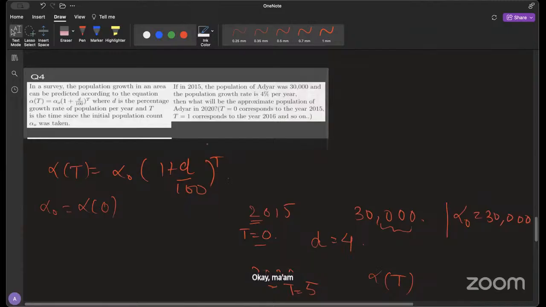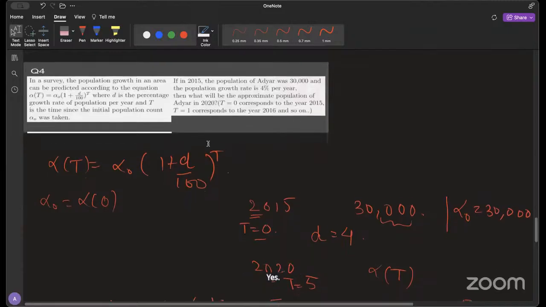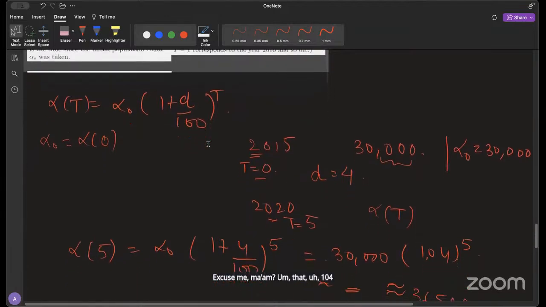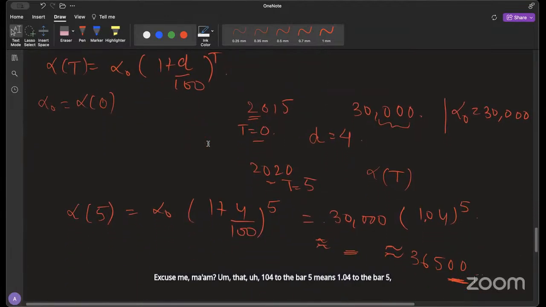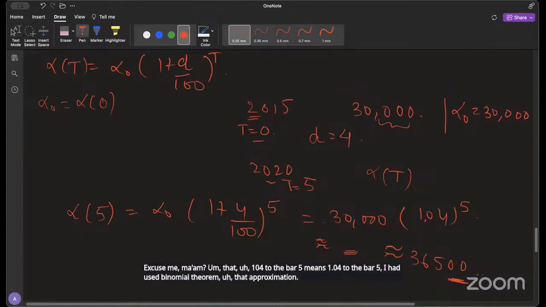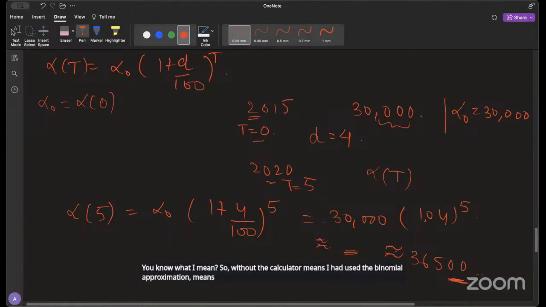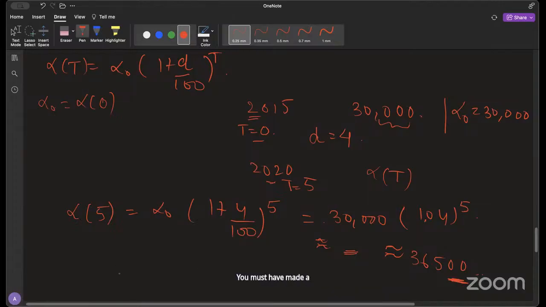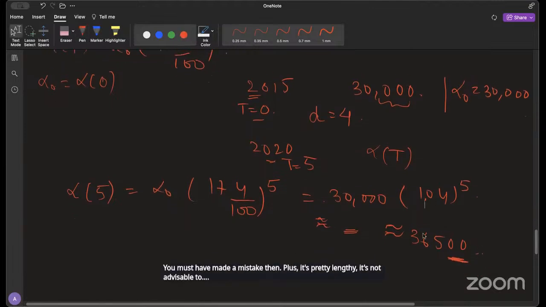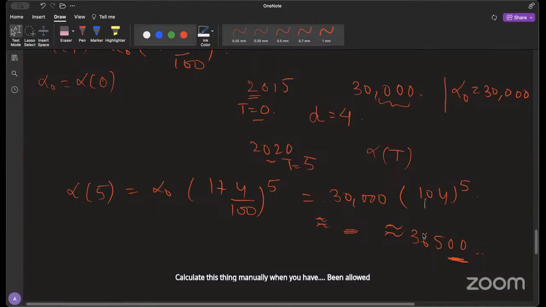Excuse me, ma'am. From that, 104 to the power 5, meaning 1.04 to the power 5, I had used the binomial theorem approximation, 1 plus nx, and the answer is coming around 36,000, not 36,500. You can just use the calculator. You must have made a mistake then. Plus, it's pretty lengthy. It's not advisable to calculate this manually when you have been allowed to use a calculator. There's no point.